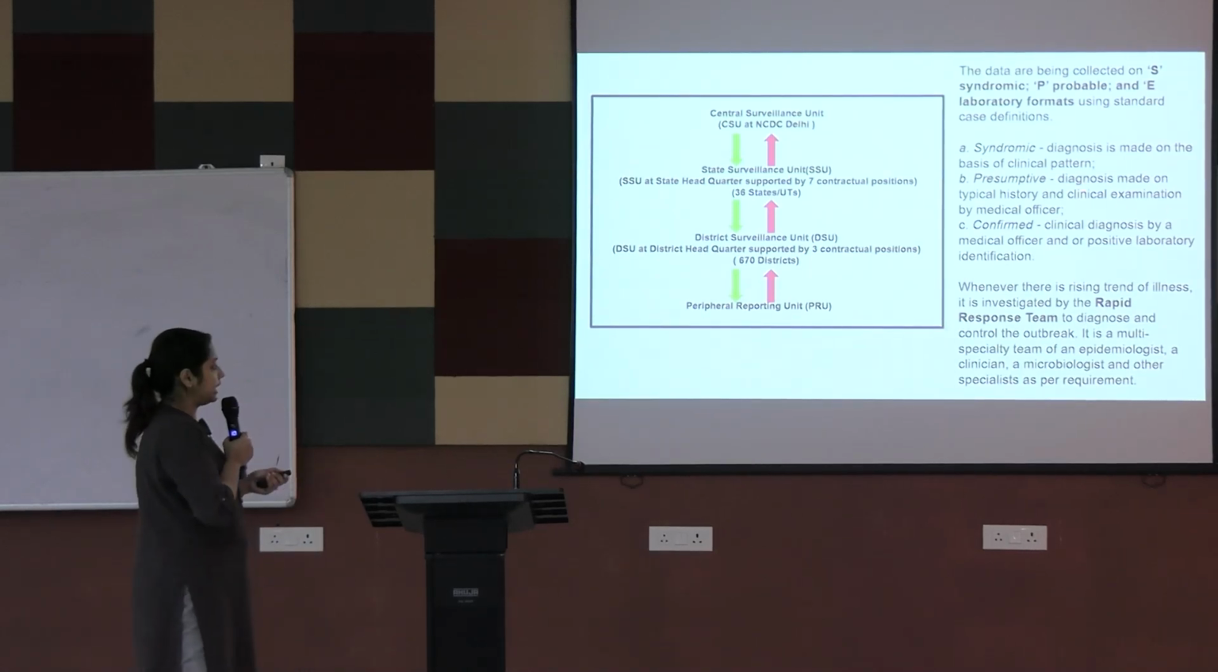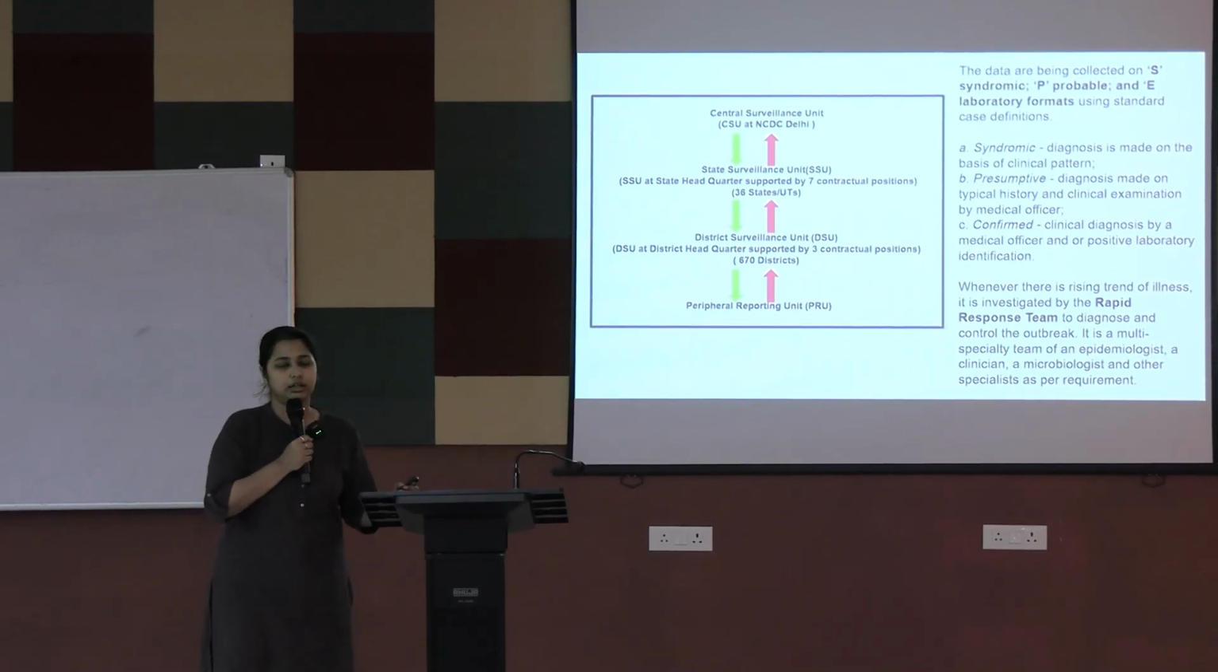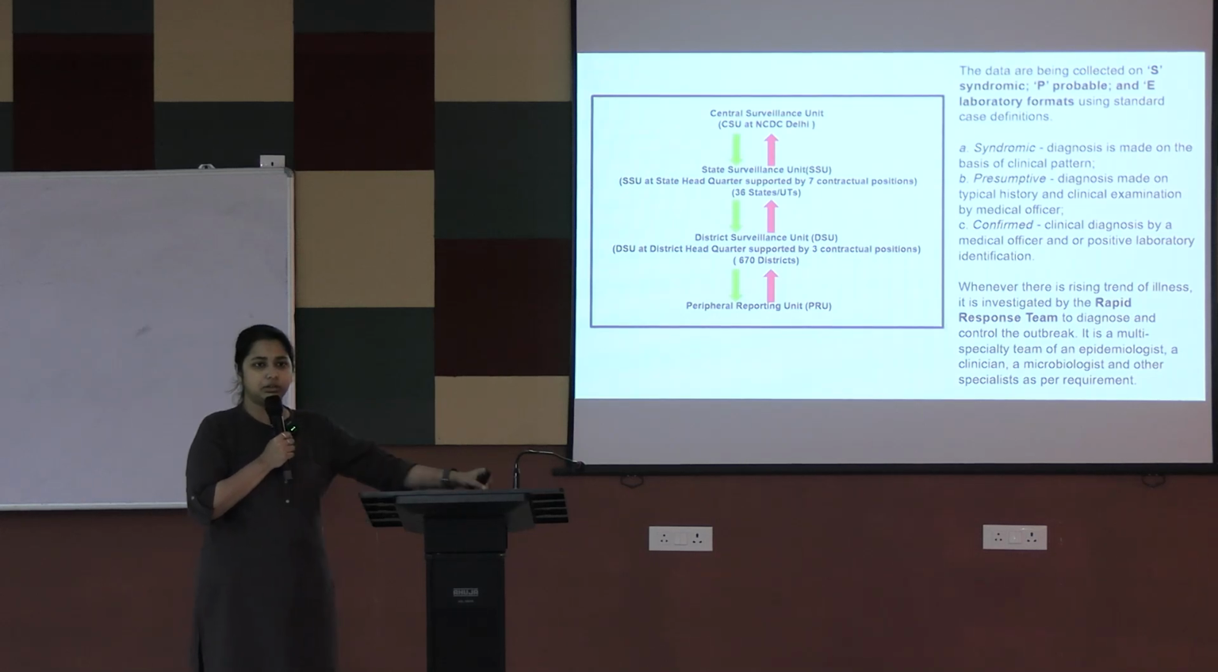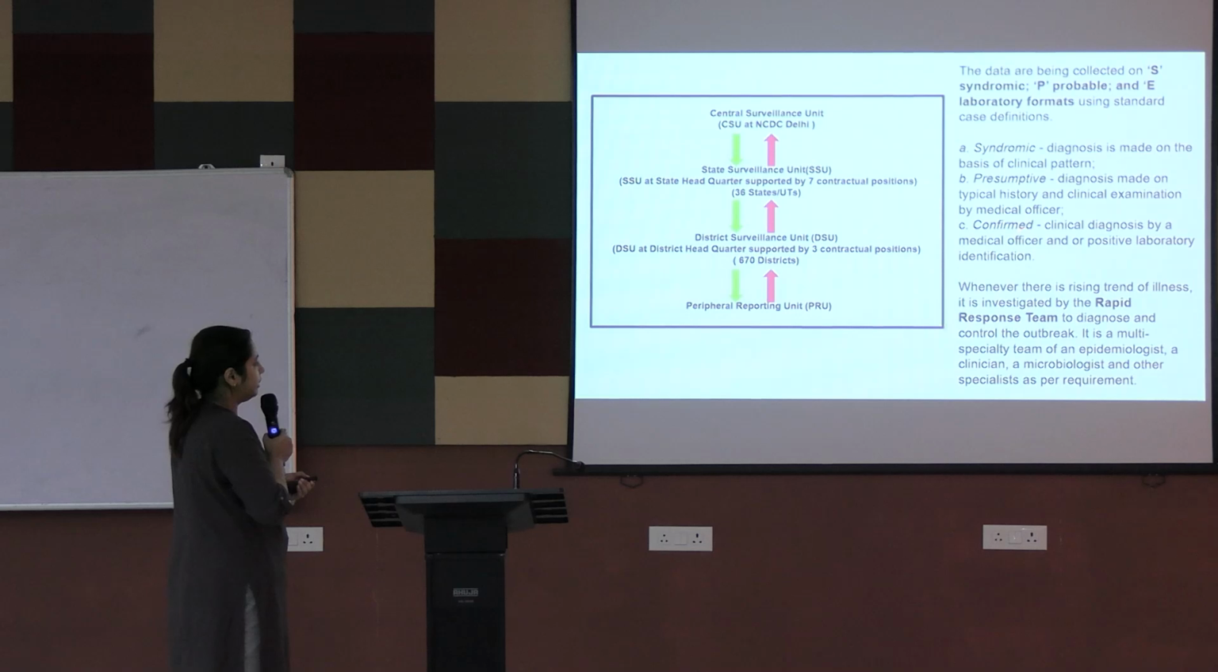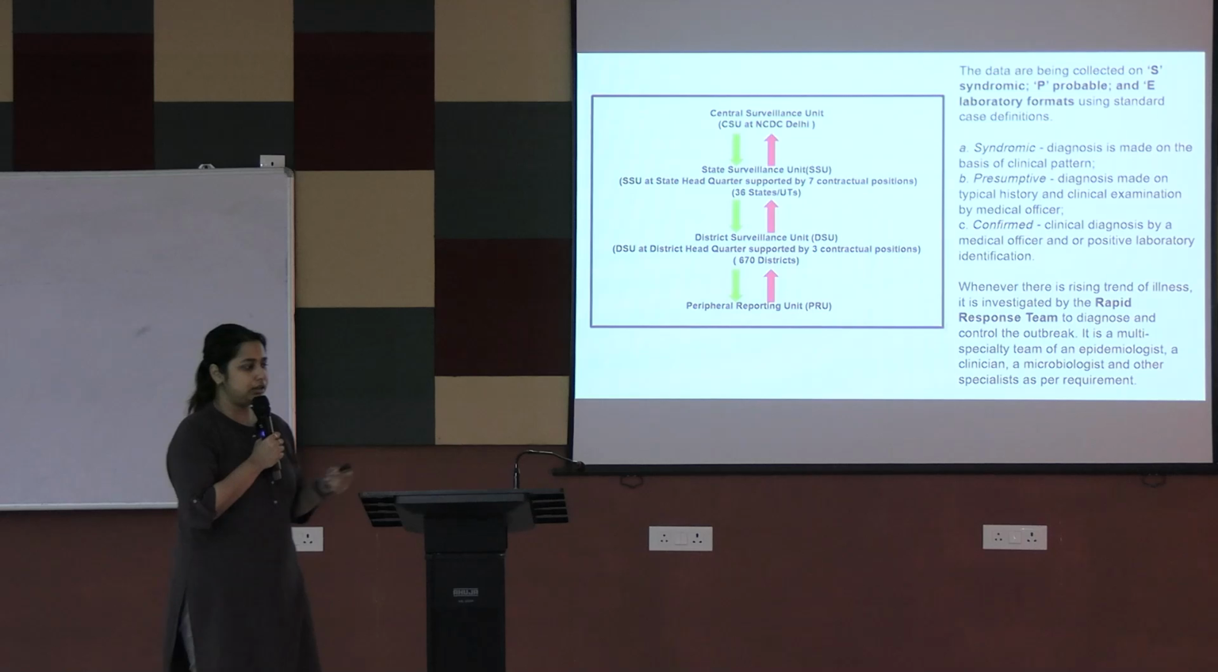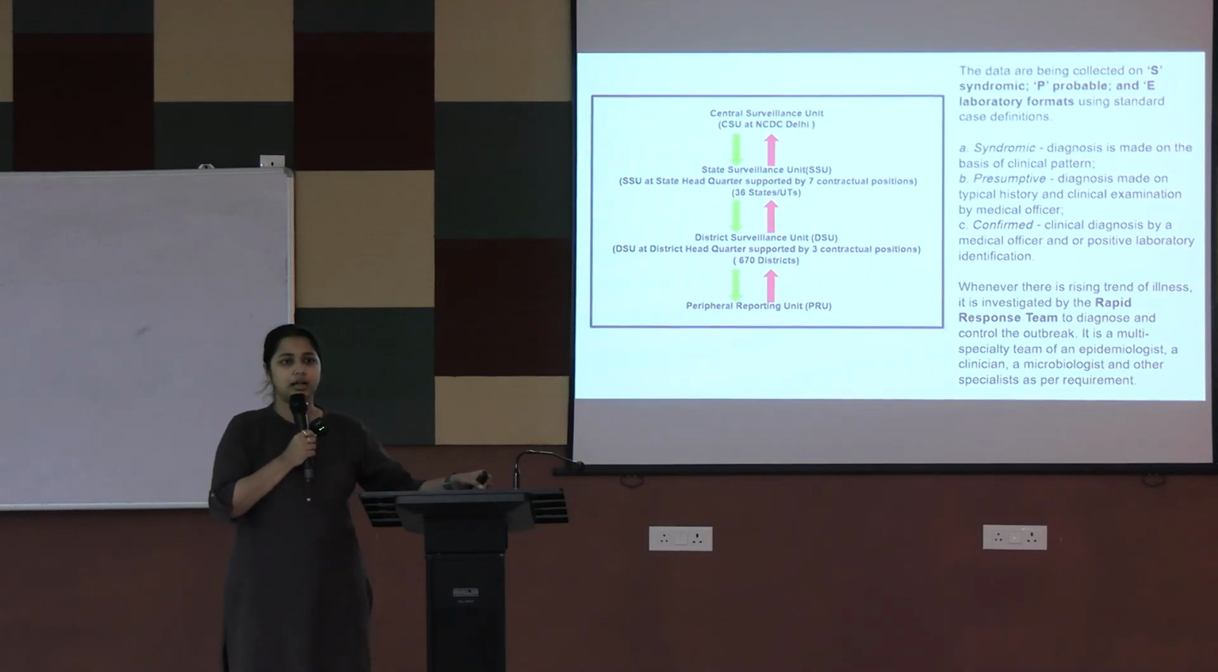If the diagnosis is made on the typical history and clinical examination by the medical officer in a center, then the medical officer fills out the probable form, P form. And if there is a confirmed clinical diagnosis by the medical officer and or positive lab identification, then the person doing the lab investigation fills out the laboratory form, the L form or the E form. So there are 3 forms, and any of the 3 forms can be collected.